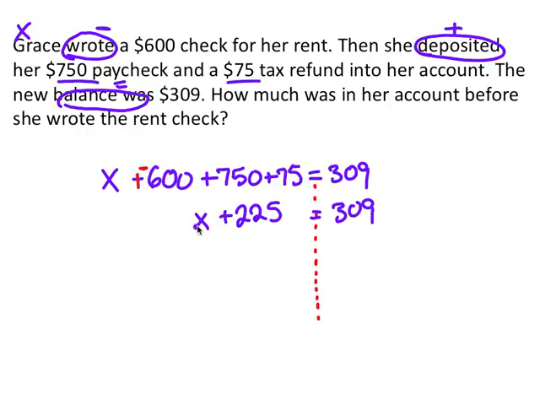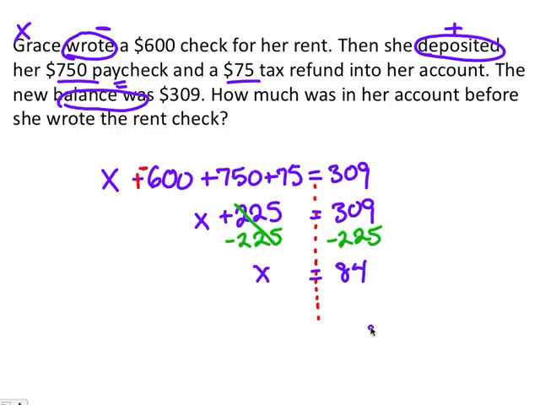Okay, we've got the x by itself. We've combined our like terms. Now we need to get rid of the 225. So we will subtract that from both sides. It's gone from the left. We just have x equals, and 309 minus 225 gives us 84.